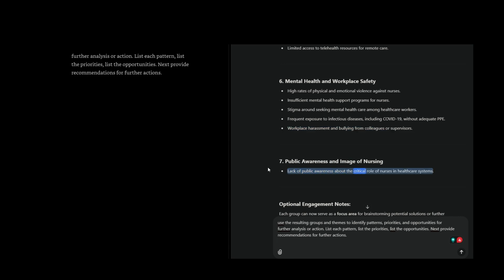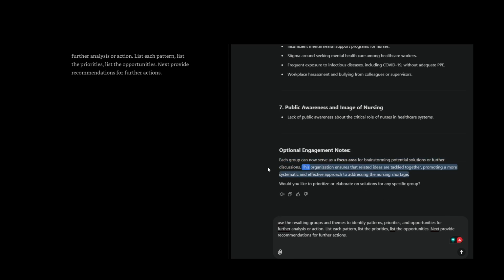7. Lack of public awareness about the critical role of nurses in healthcare systems. Optional engagement notes. Each group can now serve as a focus area for brainstorming potential solutions or further discussions. This organization ensures that related ideas are tackled together, promoting a more systematic and effective approach to addressing the nursing shortage. Would you like to prioritize or elaborate on solutions for any specific group?